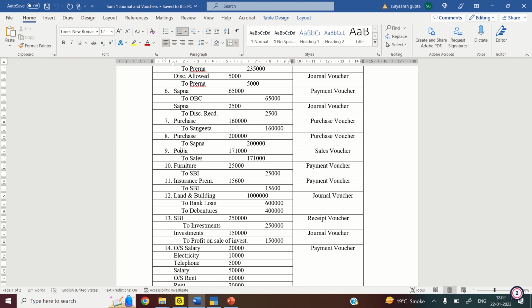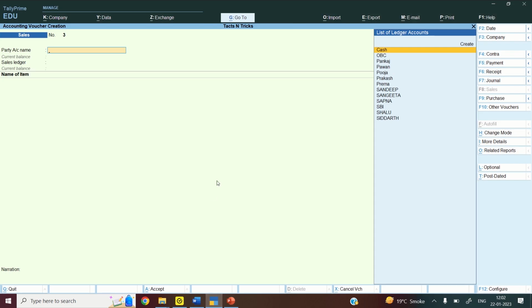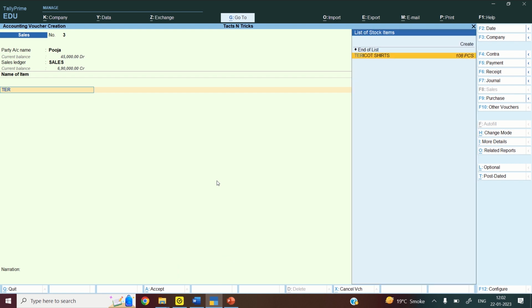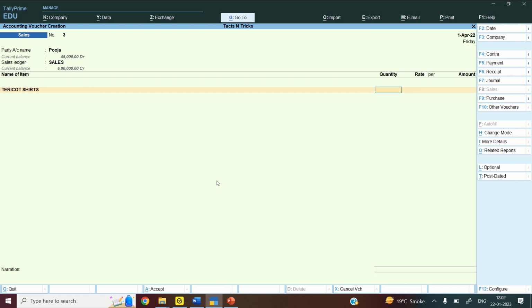So if it is 2,000 rupees each shirt, then I will deduct 10% from it. That is 2,000 minus 200, 1,800 rupees each shirt. And then I will write Puja to sales, 1,800 into 95, and it will be 1,71,000. Okay. So I will go to Teleprime. I will write the name Puja, and I will write terracotta shirts we have sold to her. Quantity 95 shirts. Rate will be 2,000 minus 200.